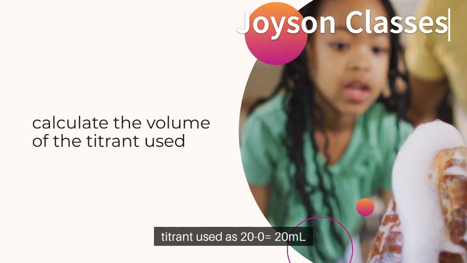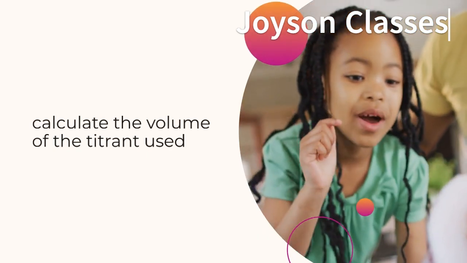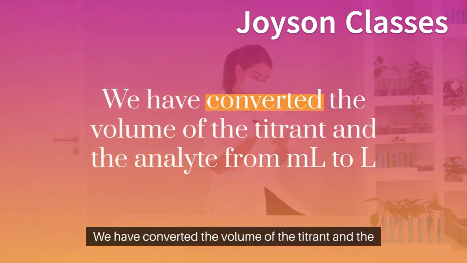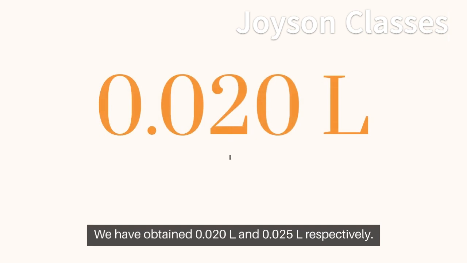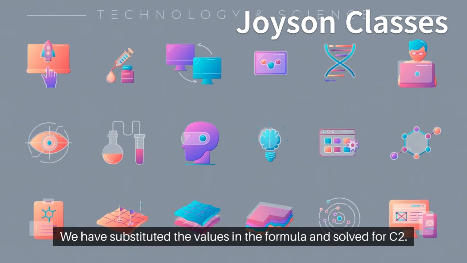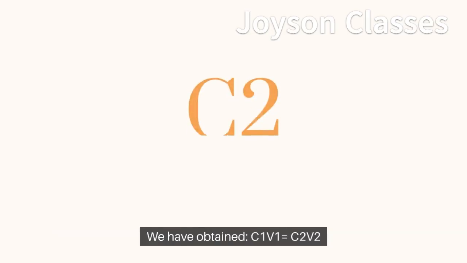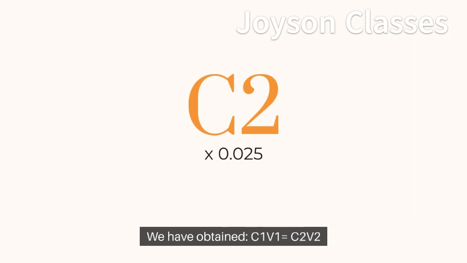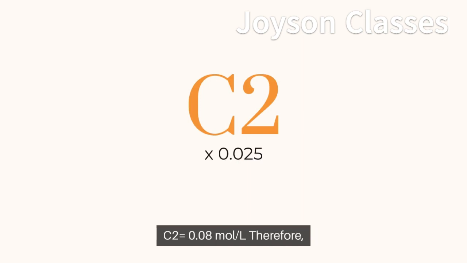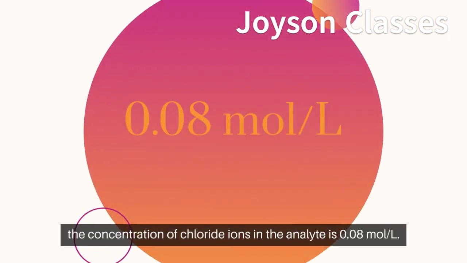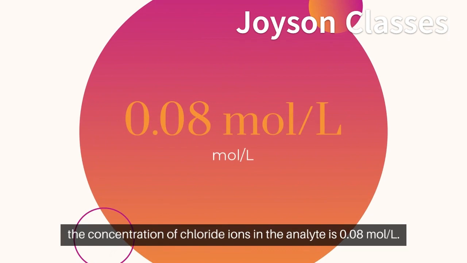Calculate the volume of the titrant used as 20 ml. We have converted the volume of the titrant and the analyte from ml to L by dividing by 1000. We have obtained 0.020 L and 0.025 L respectively. We have substituted the values in the formula and solved for C2. We have obtained C1V1 = C2V2, 0.1 × 0.020 = C2 × 0.025. C2 = (0.1 × 0.020) / 0.025, C2 = 0.08 mol/L. Therefore, the concentration of chloride ions in the analyte is 0.08 mol/L.